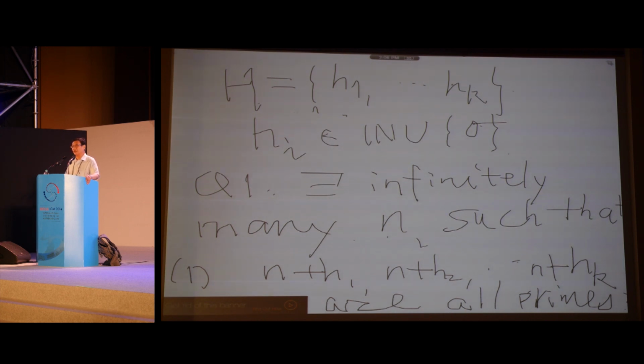For example, if we take H to be the set of 0 and 1, then can there be infinitely many n such that n is a prime and n plus 1 is also a prime? That's impossible, because of n and n plus 1, one of them is an even number. If n is large, it cannot be a prime.